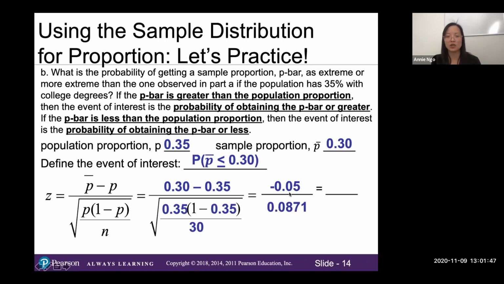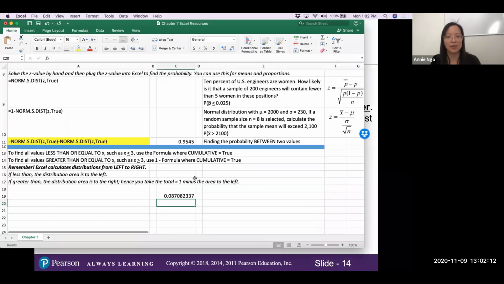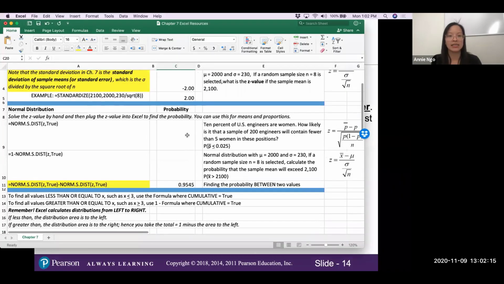But when we divide these two numbers, hopefully you get what I get. Our z value is going to be negative 0.57. So just check your math, see how that worked. Let's go ahead and find the probability then. Since we're doing a less than scenario, we're going to use this formula here, right? Norm.s.dist. Remember, whenever we're doing a greater than, it's 1 minus, but we're doing a less than, so we're going to use this one right here.